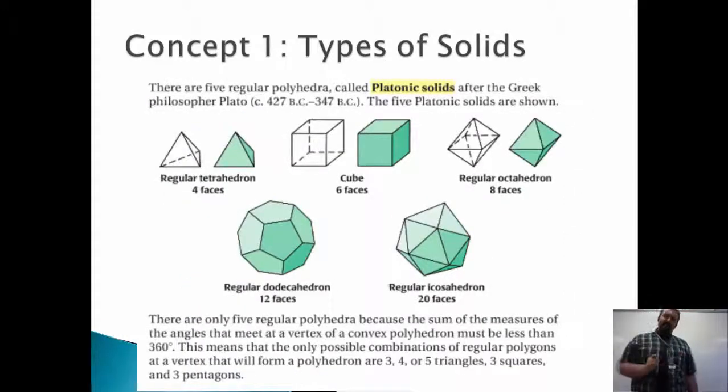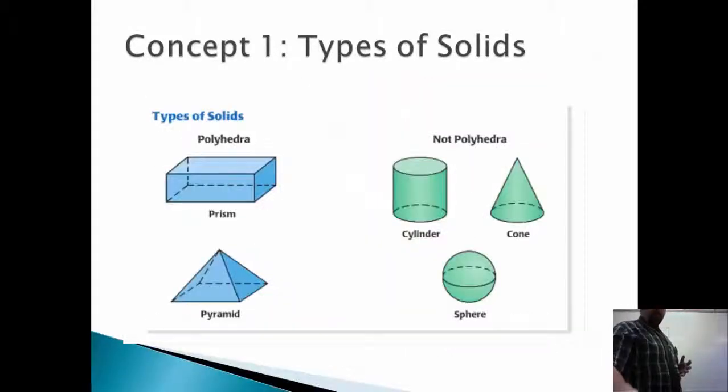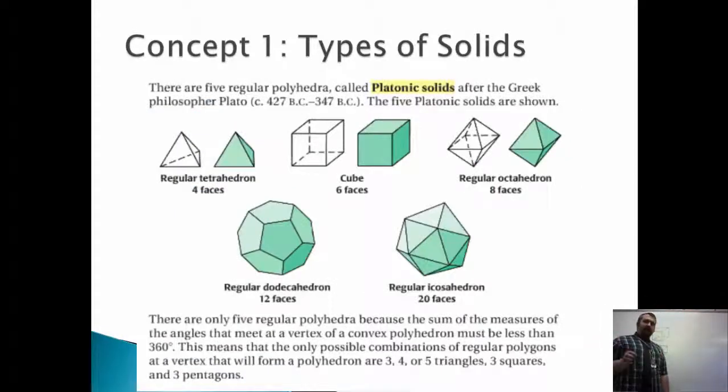All right, last but not least, the last type of classification that we might have, besides these: polyhedra, not polyhedra, prism, pyramid, cylinder, cone, sphere, is this. There's 5 what we call Platonic solids, named after Plato. And what's so neat about these solids is they can be regular. Regular. That doesn't mean normal. It doesn't mean same or anything like that. It means that everything is congruent.